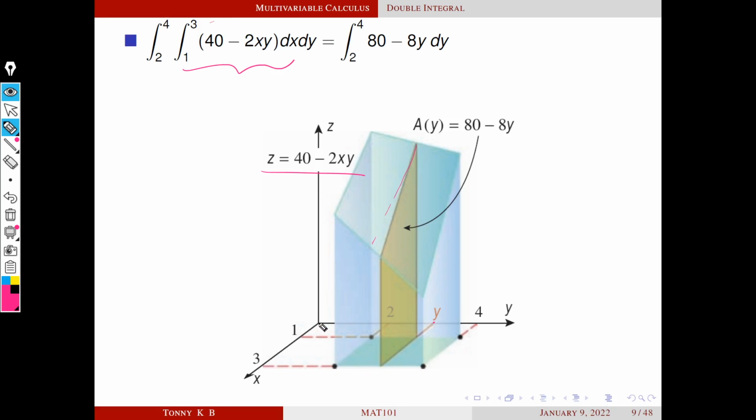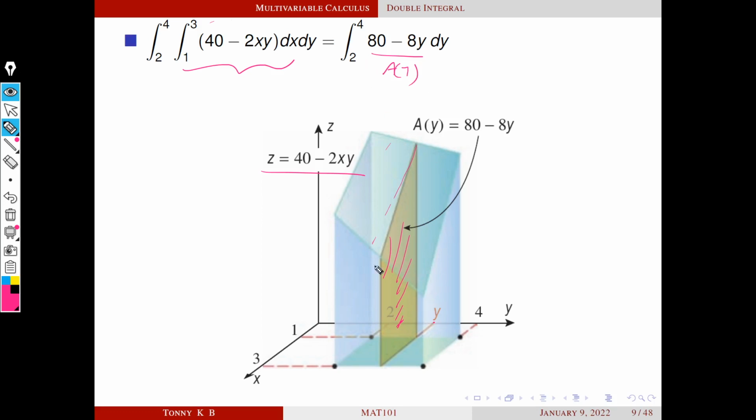In the x direction from 1 to 3. So that gives this yellow shaded area. This is our area in terms of y, because area depends on y. If you choose another y, then what happens? Area is different. Here area is different. Next we sum up all such areas in the y direction.